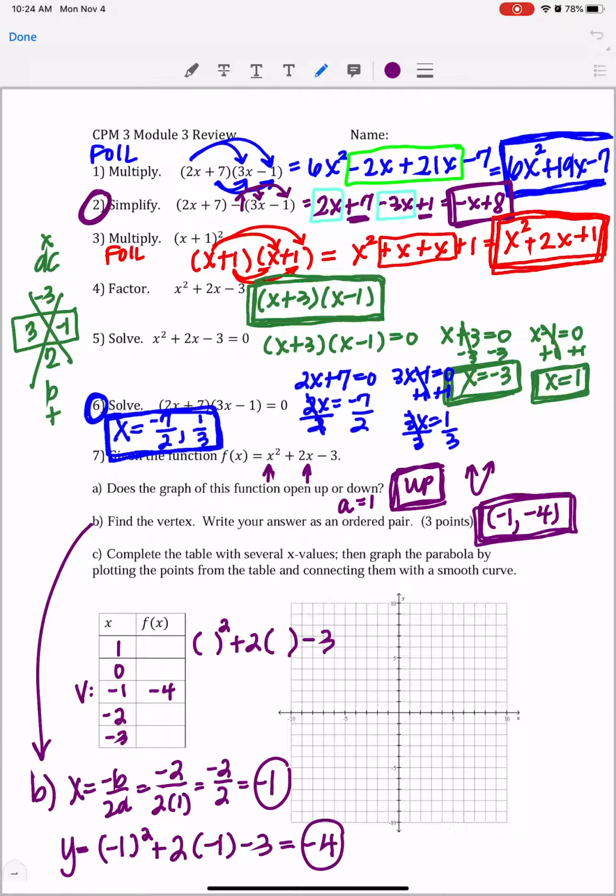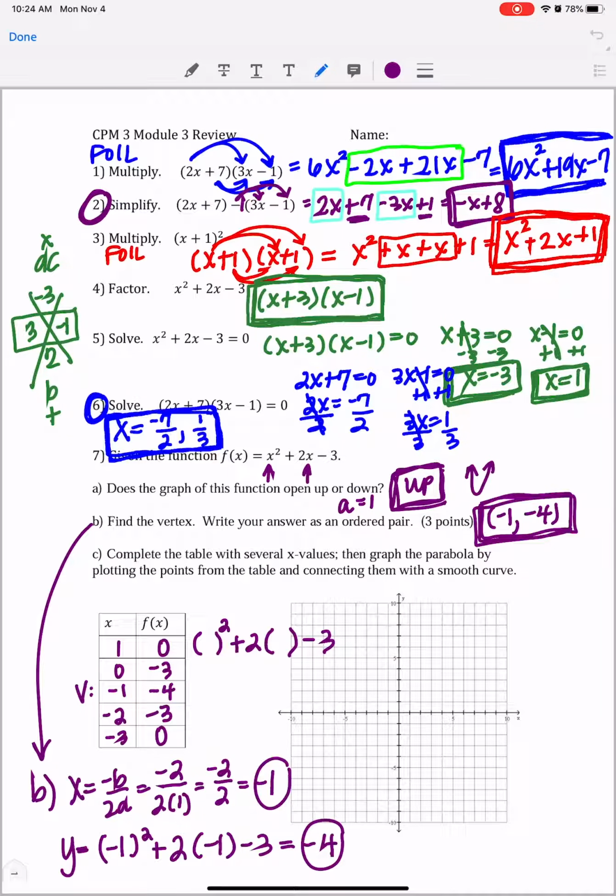So when you do that, for 1 and negative 3, you're going to get 0. And for negative 2 and 0, you're going to get negative 3. You need to have that pattern where it repeats itself, but it's still a good idea to plug everything in to make sure you get that repeating number.